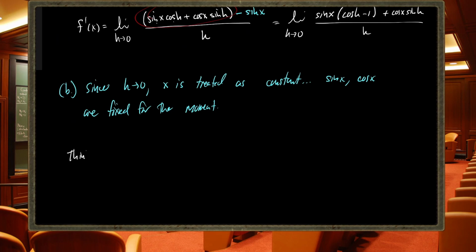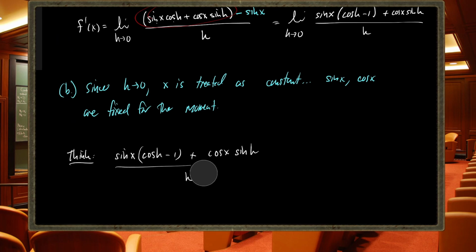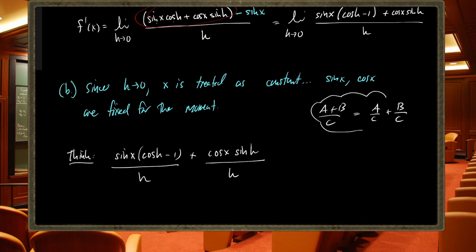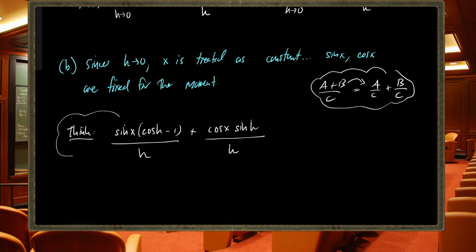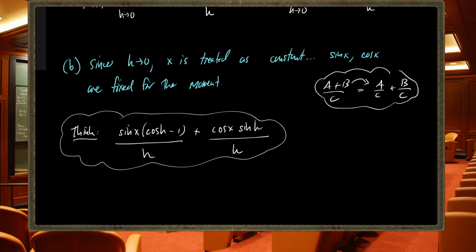So think, all right, if I've just got the top of this fraction, sine x cos h minus 1 plus cos x sine h, this is all over h, but really I can think of this as two terms both having a common denominator of h, right? It's the case that a plus b over c is a over c plus b over c. So this is all I'm using, and I'm going the opposite way on this equal sign. Again, to get it to be a more workable form. And the reason that I do that is because I can split limits over sums.